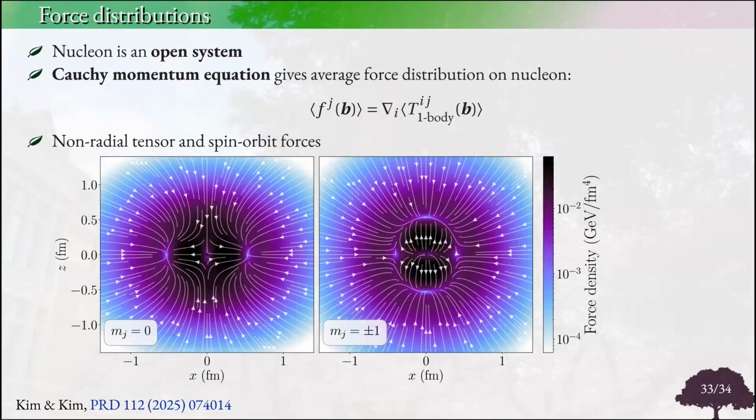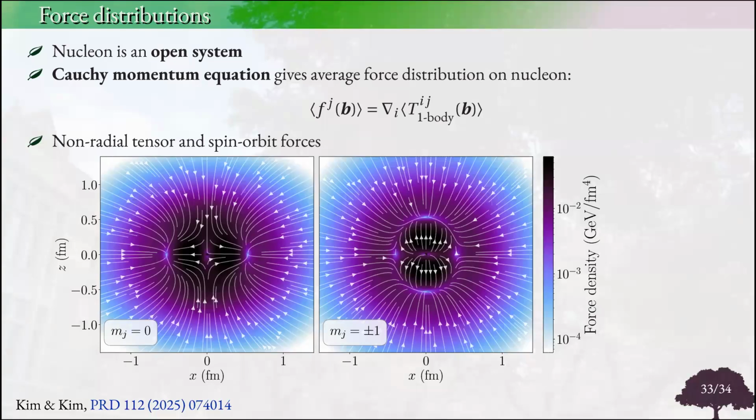Finally, I only have one slide for this. There's the force distributions. You get these from the C-bar-like form factors. You take the divergence of the expectation value of your one-body stress tensor, and you get the force inside of the nucleon.